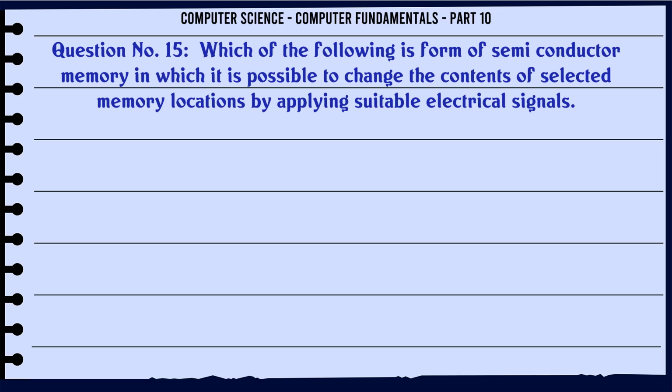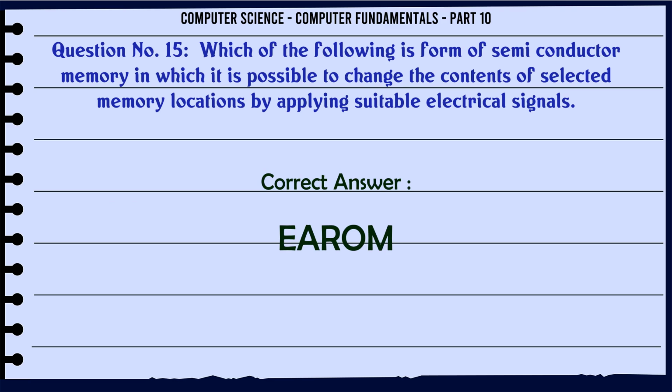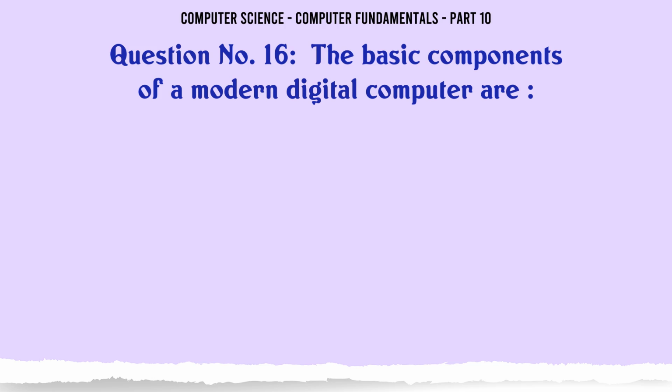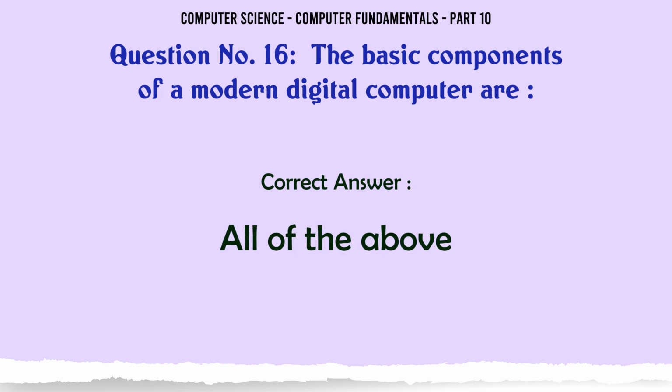Which of the following is a form of semiconductor memory in which it is possible to change the contents of selected memory locations by applying suitable electrical signals? A. CAM. B. ROM. C. AROM. D. Anarchus. The correct answer is AROM. The basic components of a modern digital computer are A. Input device. B. Output device. C. Central processor. D. All of the above. The correct answer is all of the above.